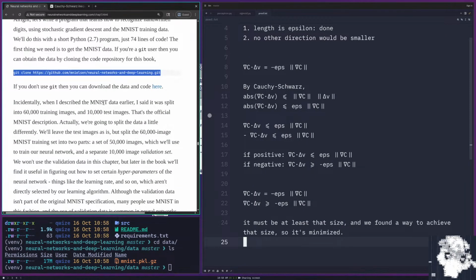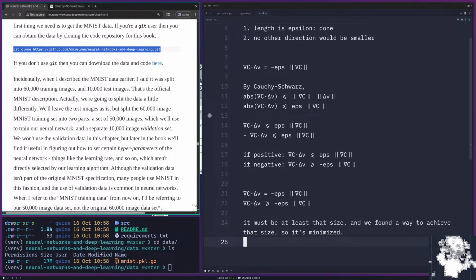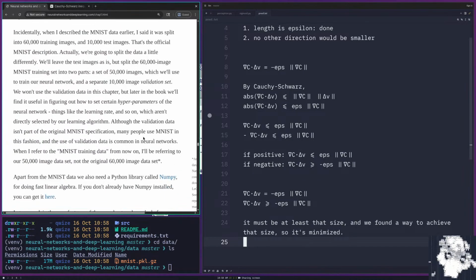Incidentally, when I described the MNIST data earlier, I said it was split into 60,000 training images and 10,000 test images. That's the official MNIST description. Actually, we're going to split the data a little differently. We'll leave the test images as is, but split the 60,000 image MNIST training set into two parts, a set of 50,000 images, which we'll use to train our neural network, and a separate 10,000 image validation set. We won't use the validation data in this chapter, but later in the book we'll find it useful in figuring out how to set certain hyperparameters of the neural network, things like the learning rate and so on, which aren't directly selected by our learning algorithm.